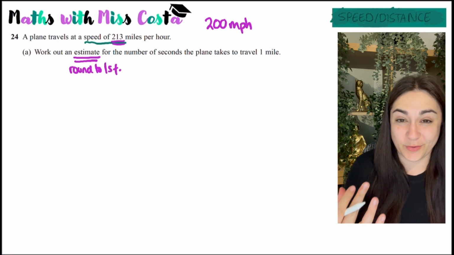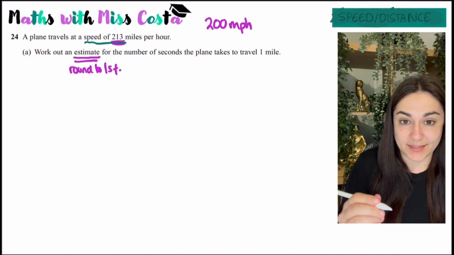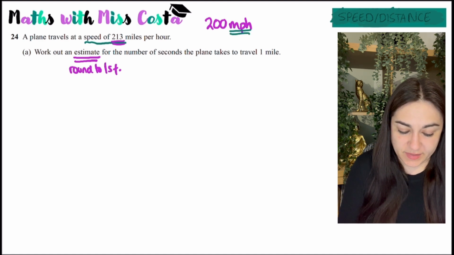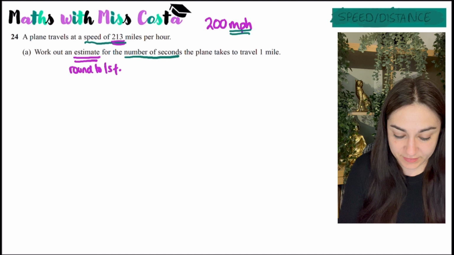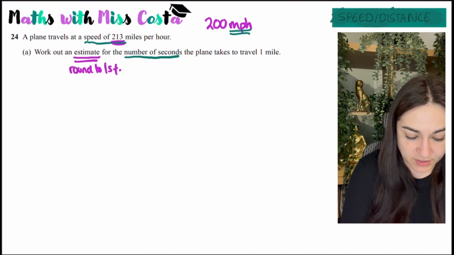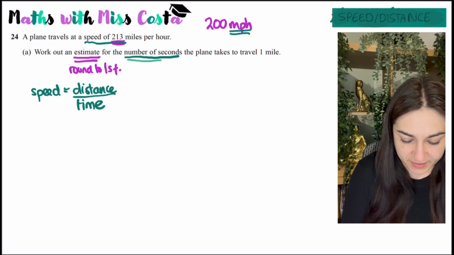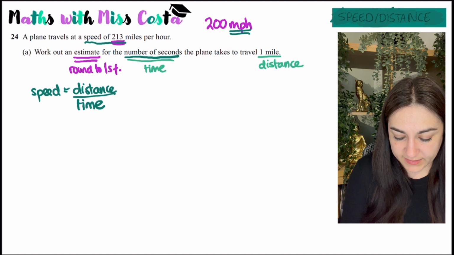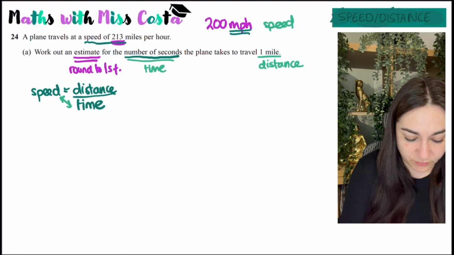Next, the important thing that you need to remember is that whenever we're dealing with speed, distance, time, we're generally dealing with units of an hour. So we've got miles per hour. So the fact that the question is asking me to estimate the number of seconds is something that I'm going to have to bear in mind. So first of all, let's write out our equation. I know that speed equals distance over time, but in this question, I'm being asked to work out the number of seconds, which is time. So the distance is 1 mile, the speed is 200 miles per hour, and time is what I'm trying to work out.